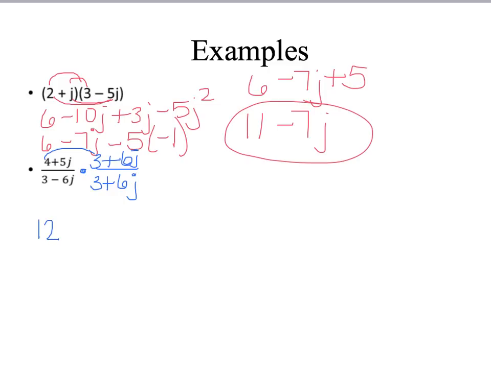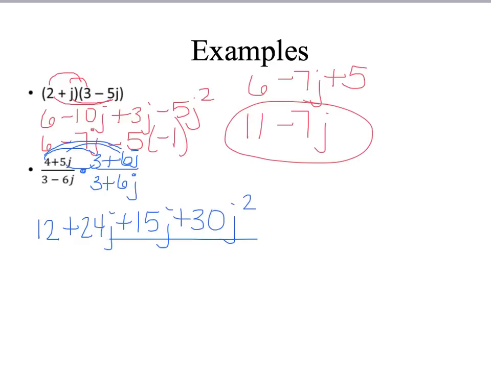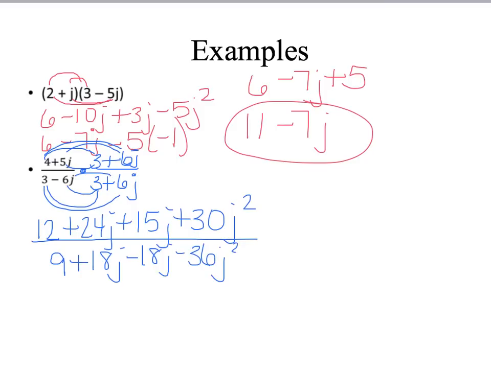In the numerator, that's 12 plus 24j plus 15j plus 30j squared. In the denominator, 9 plus 18j minus 18j minus 36j squared.